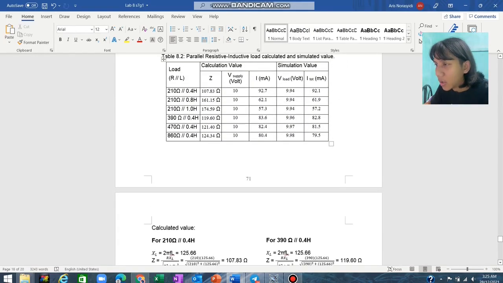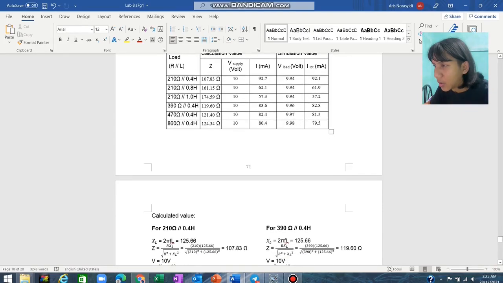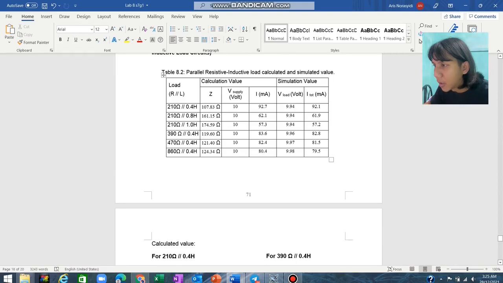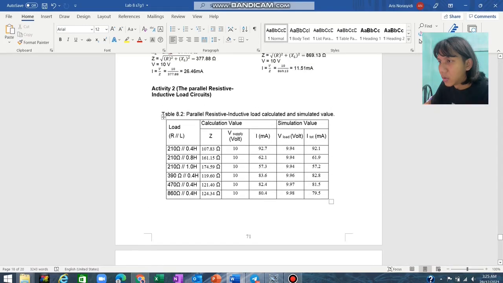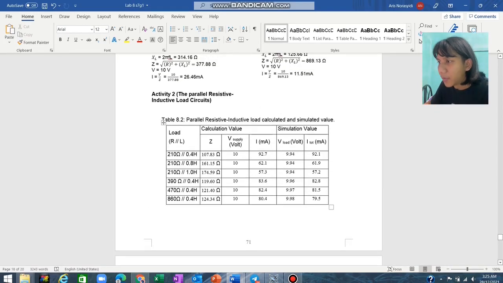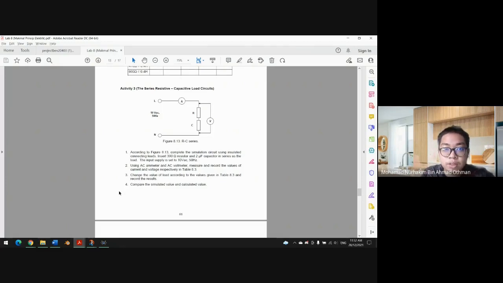So you can see the value has a little difference because we put the second resistor in the simulation. But the difference is not too big. So the experiment is proven. So that's all for activity 2. Thank you.